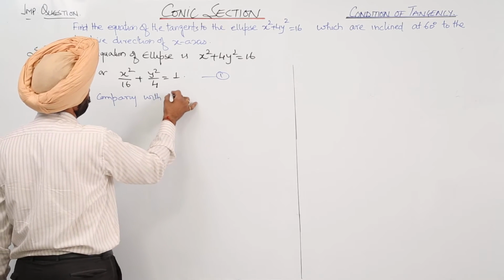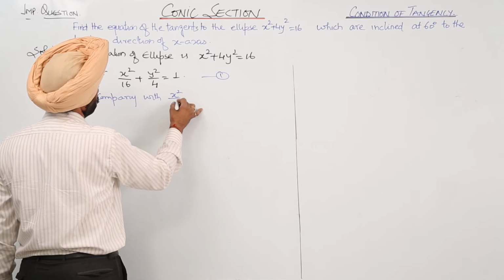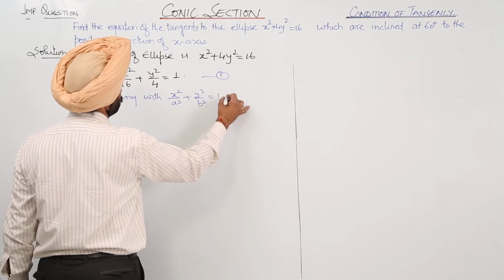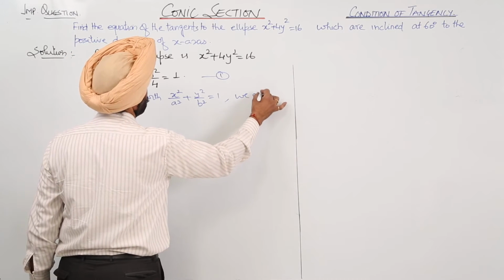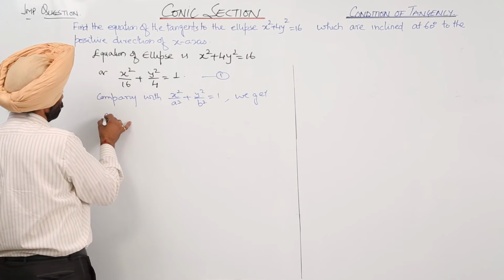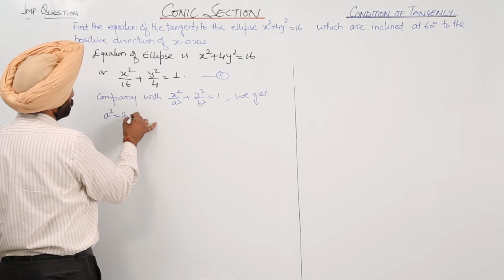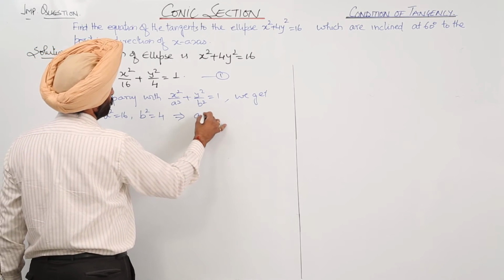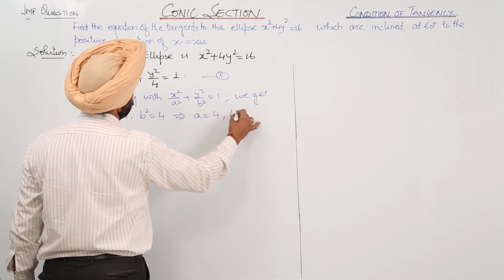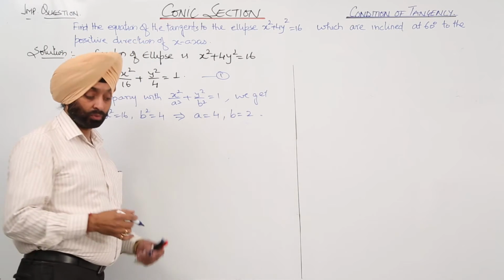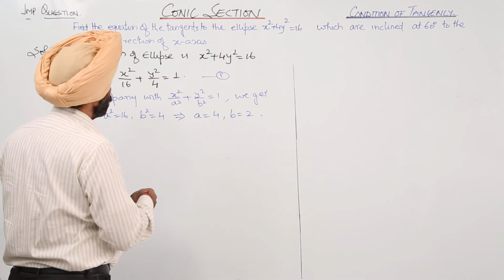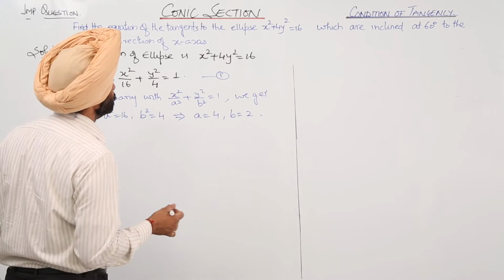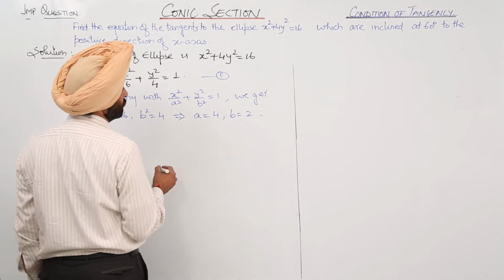Now, comparing with x square upon a square plus y square upon b square is equal to 1, we get a square is equal to 16 and b square is equal to 4, or a is 4 and b is 2. Okay. Now what else is given? The tangents are inclined at 60 degree to the positive direction of the x axis.